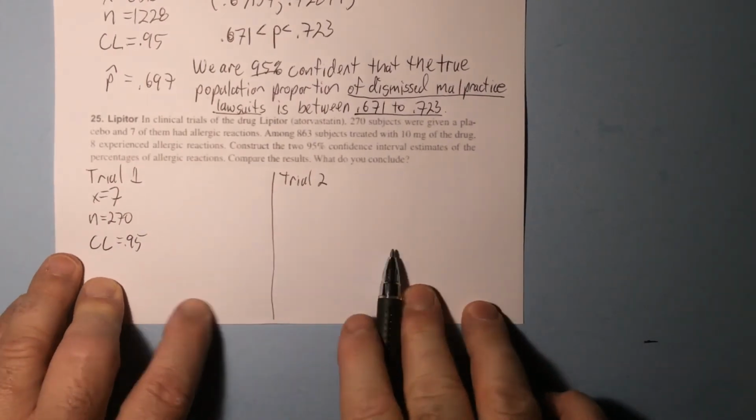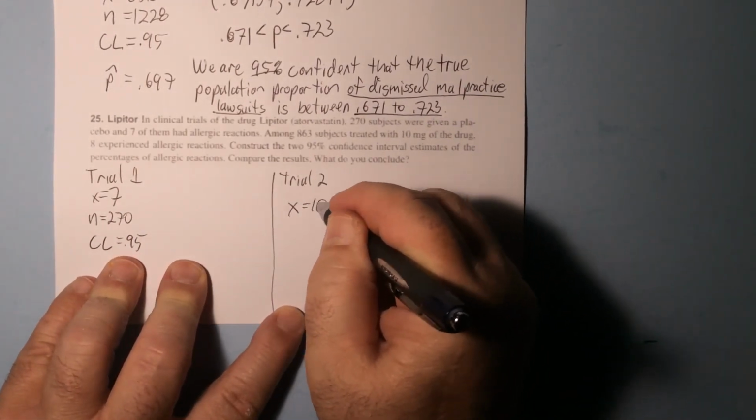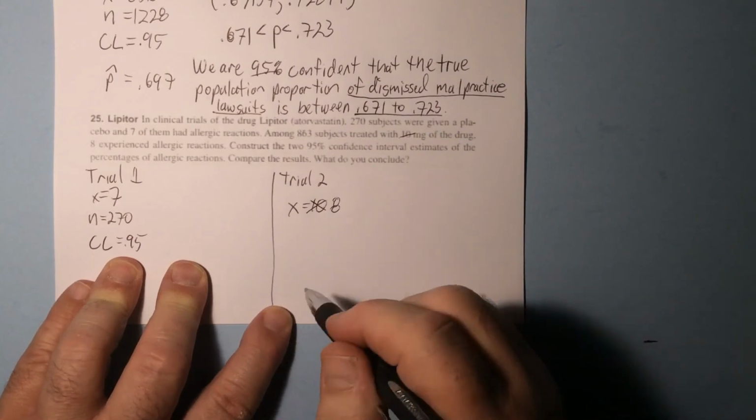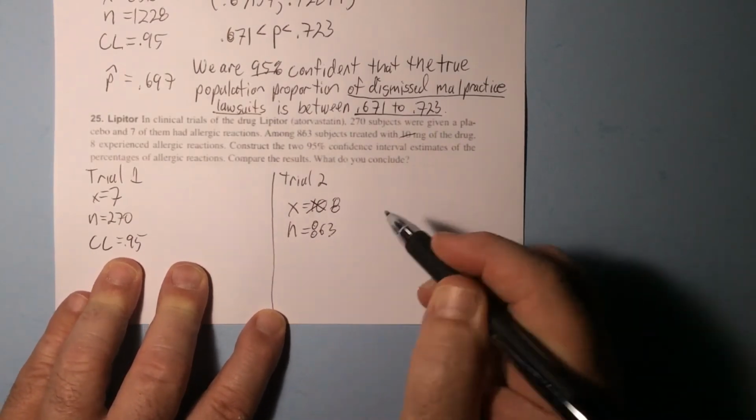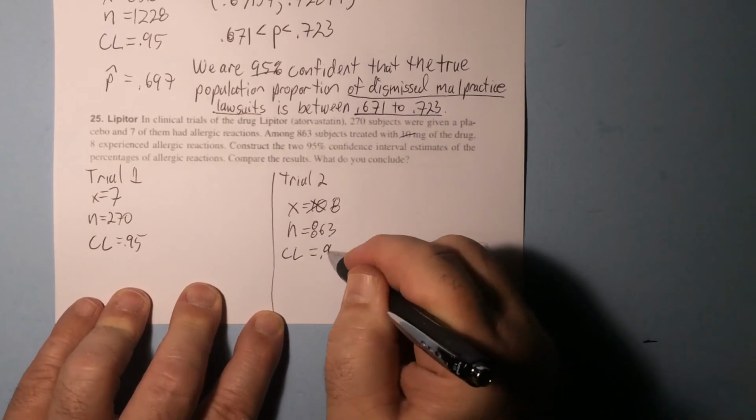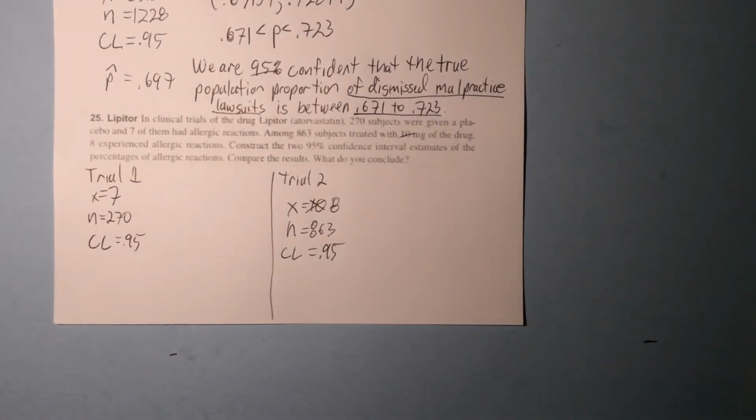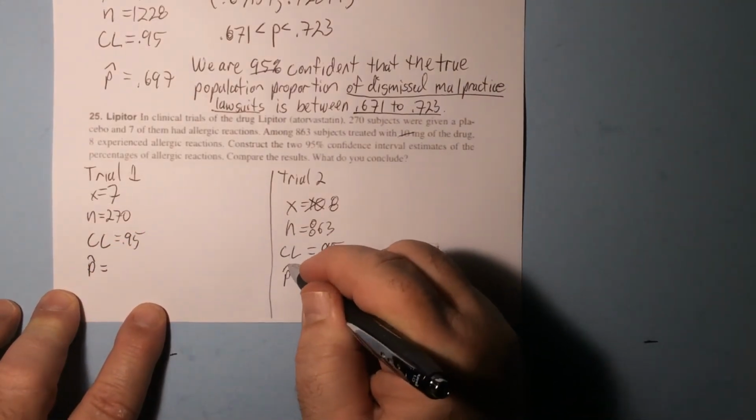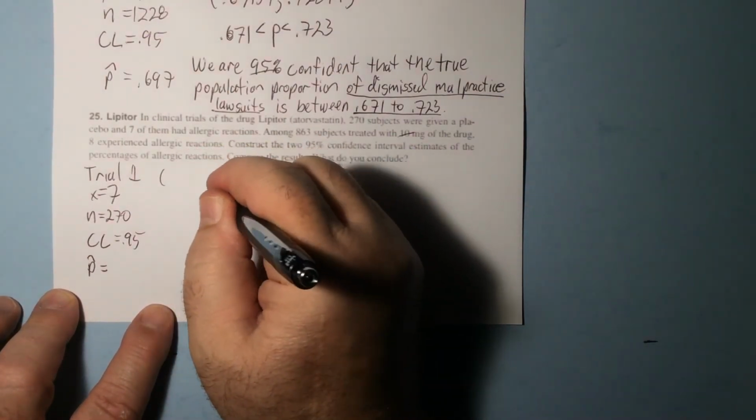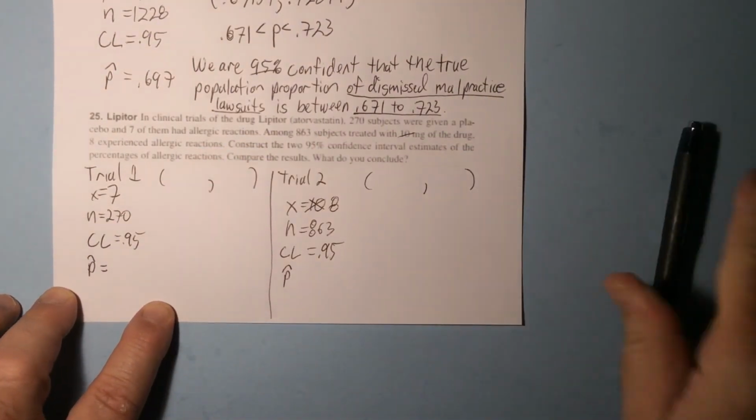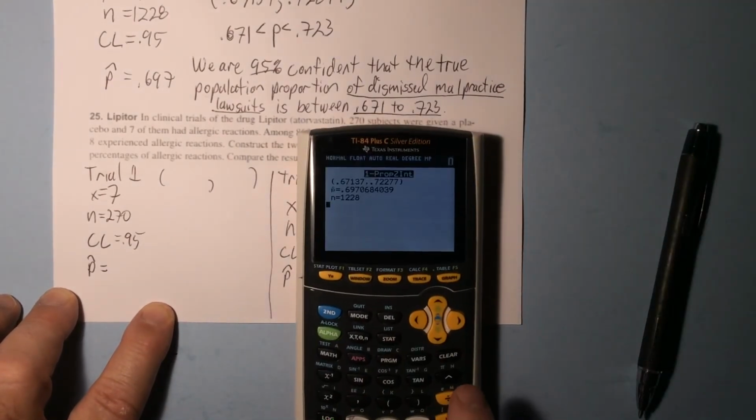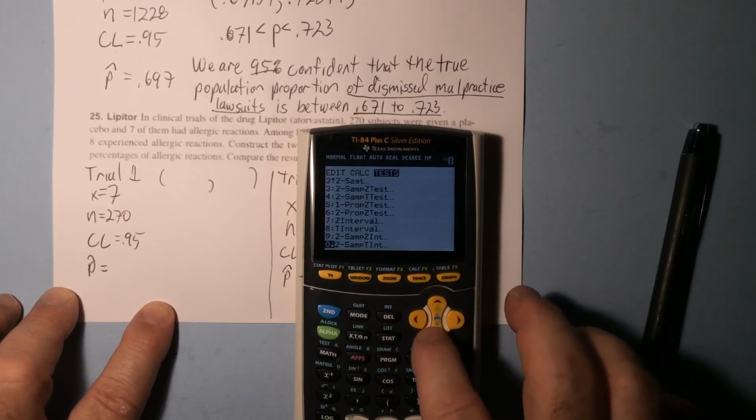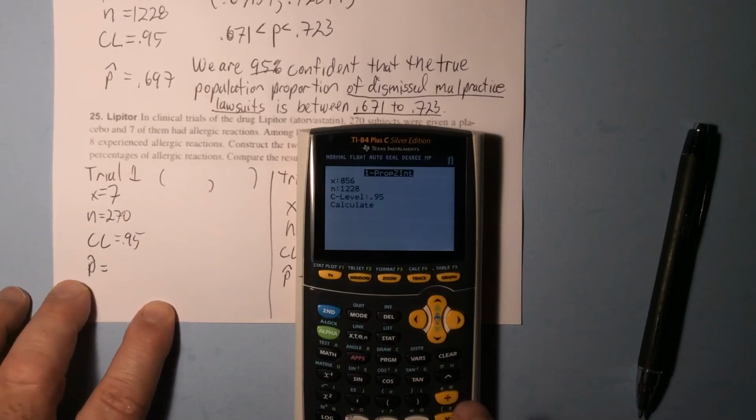In the second trial, it has 10 people having allergic reactions. That is a distractor. It is not 10, it is 8. So N is going to be equal to 863, and then the confidence level here again is going to be 0.95. So we're going to generate the point estimates on the calculator. We're also going to be writing the confidence intervals for both of these, what the calculator calculates. So let's go ahead and turn this on now, and we'll go to stat again. Okay, and we'll just type in the numbers as we have them.